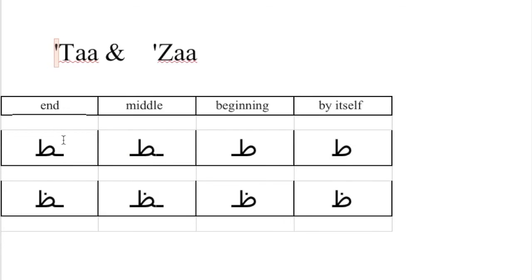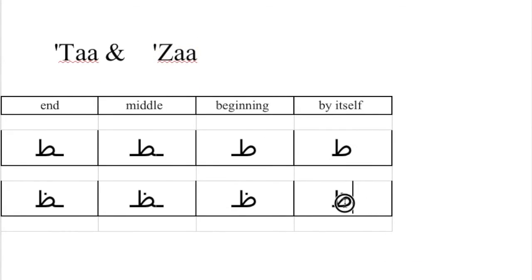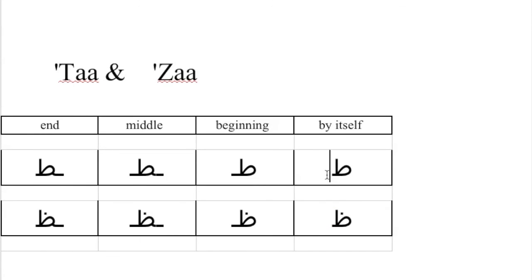Because we have another letter, it is ta. So people might get confused, what do you mean? What do you mean ta? So we have ta, and then we have letter dha. This is da. This is ta. Ta. Dha. Dha. Dha. This is dha, and this is ta.